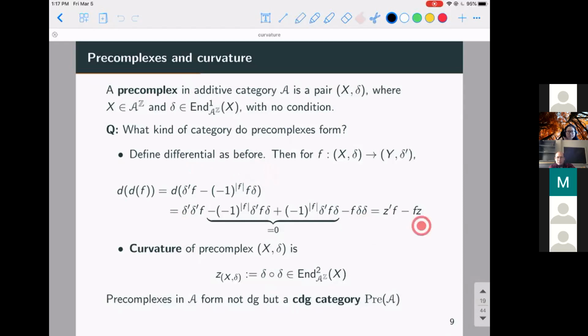So I've written Z for delta squared and Z prime for delta prime squared. Let me define the curvature of a pre-complex as just delta squared. So a complex is a pre-complex with curvature 0. Okay. Pre-complexes form what's called a Cdg category, a curved DG category.